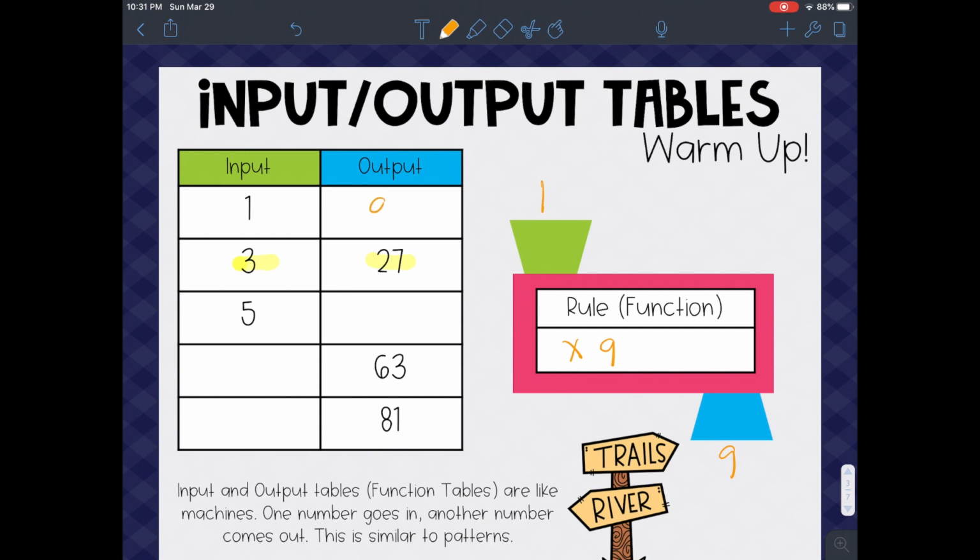So if 1 goes into the function machine and gets multiplied by 9, 9 will come out because 1 times 9 is 9. Now I'm going to put 5 into my function machine, and out comes 45 because 5 times 9 is 45.